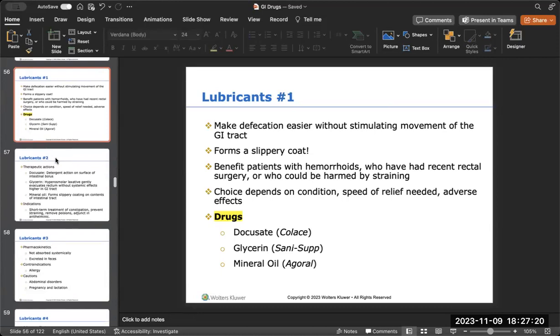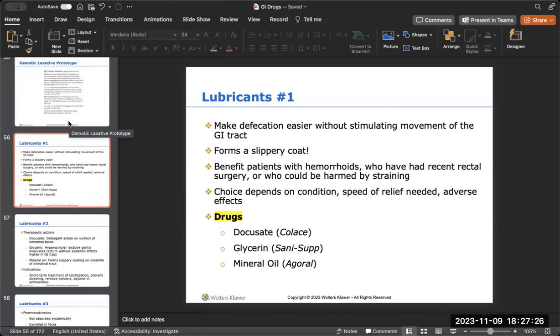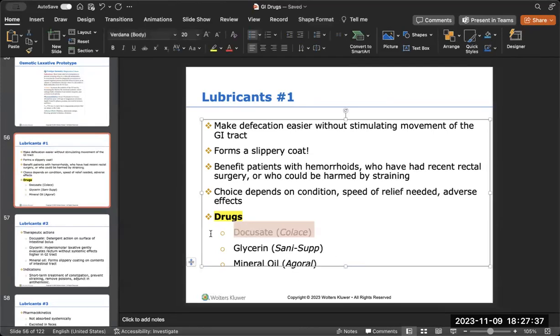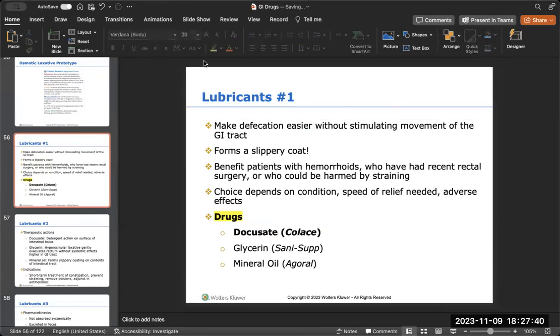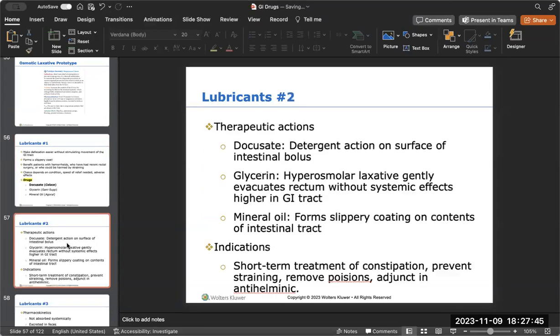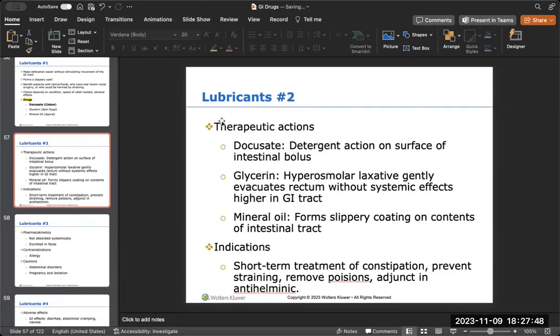Then, outside of those, we also have another type of laxative that works differently because it's a lubricant. It forms a slippery coat, right? And it's very beneficial to patients who have hemorrhoids. Docusate or Colace is one of the most prominent ones, along with glycerin and mineral oil. Those are examples of lubricants. Like I said, I would know how to identify these. Docusate basically works on the intestines. Glycerin works on the rectum without really having any systemic effects. And mineral oil forms a slippery coat on the intestinal tract.